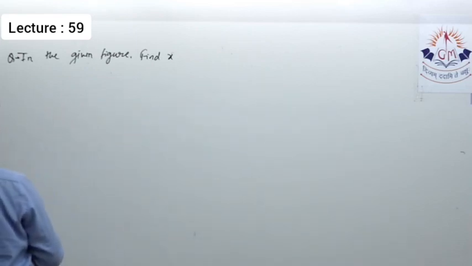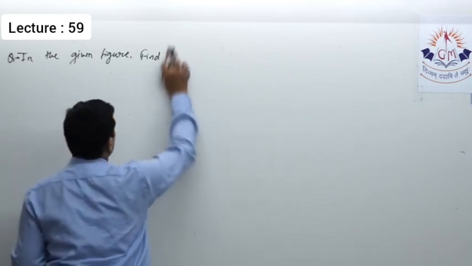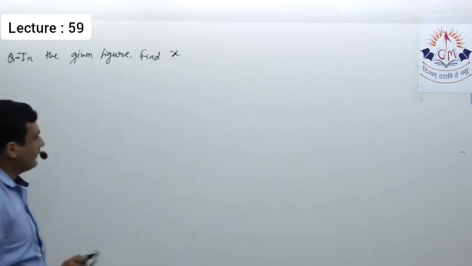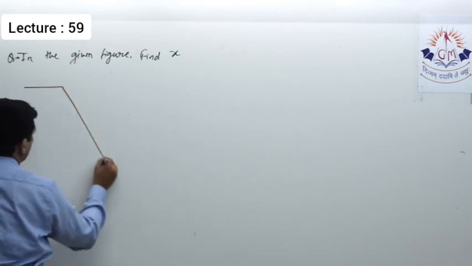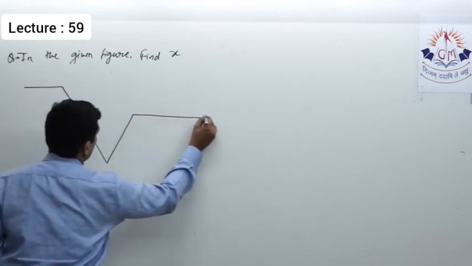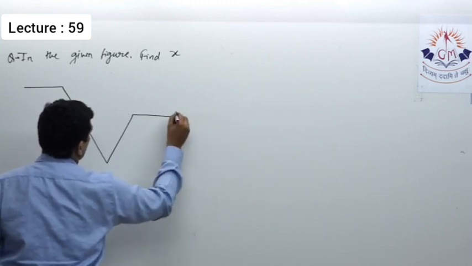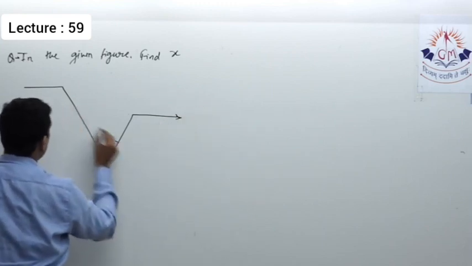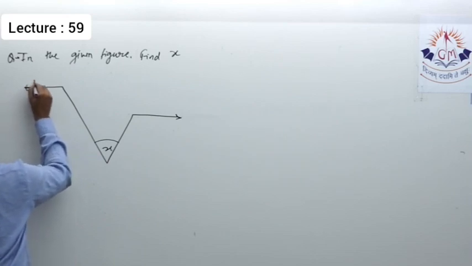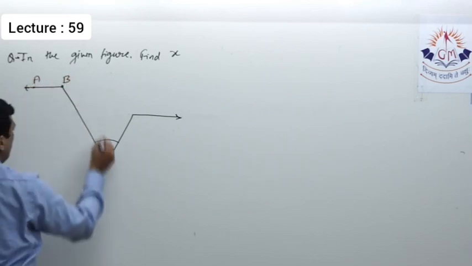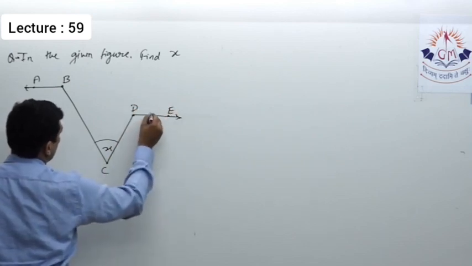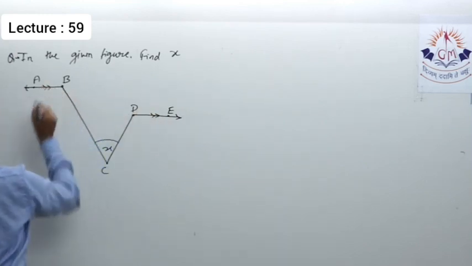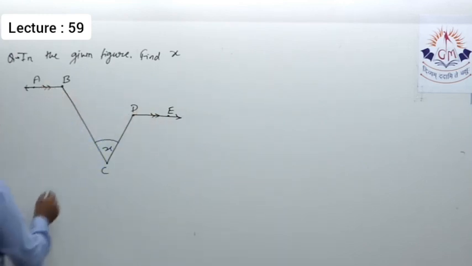Next question. In the given figure, find x. So here is the figure that is given. This is the x that you have to find. Let these points be A, B, C, D and E. Here it is given that AB is parallel to DE, and you have to find x.